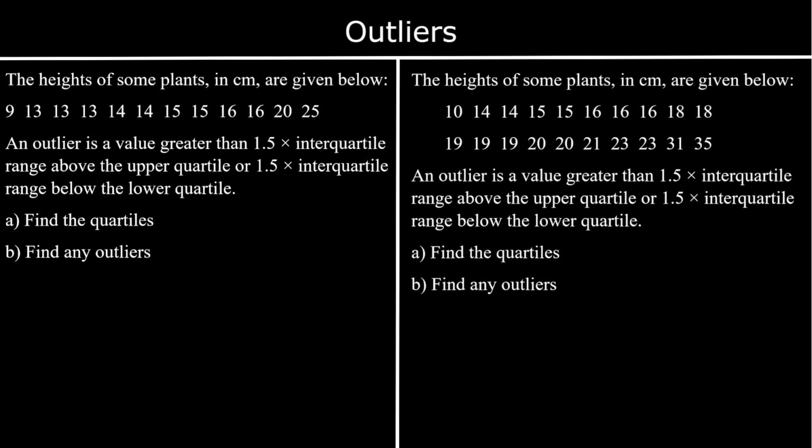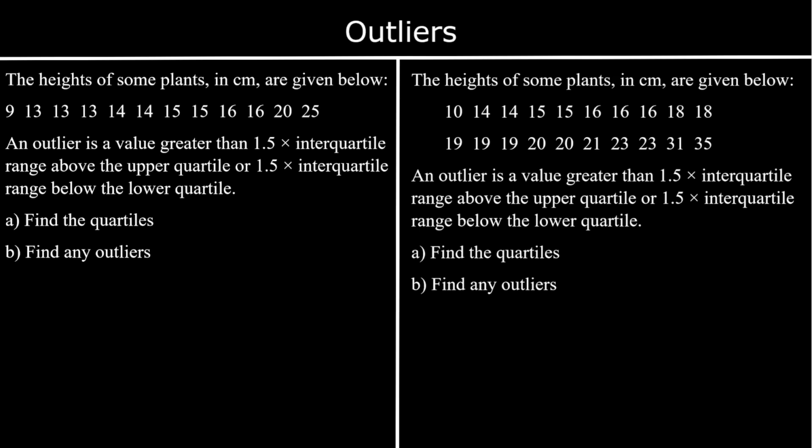An outlier is an extreme value that doesn't fit with the rest of the data. This first question has given us the heights of some plants in centimeters, and we're told the rule, and we will always be told the rule because you can use different ones. So an outlier is a value greater than 1.5 times the interquartile range above the upper quartile, or 1.5 times the interquartile range below the lower quartile. So we need to find the quartiles and find any outliers.